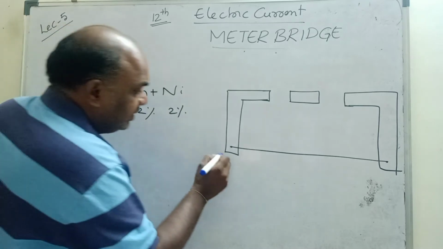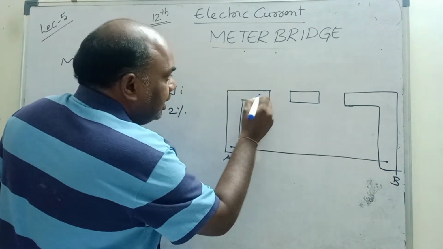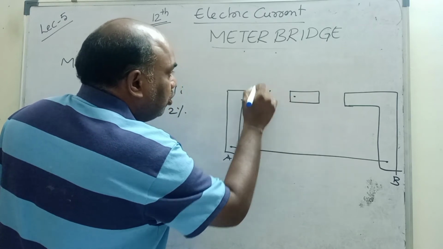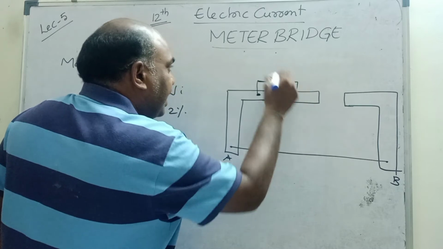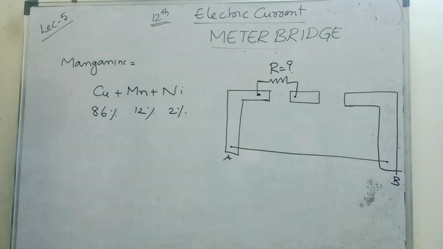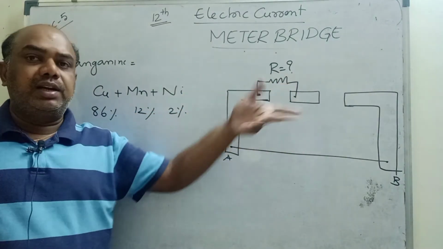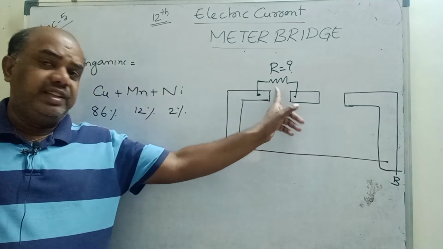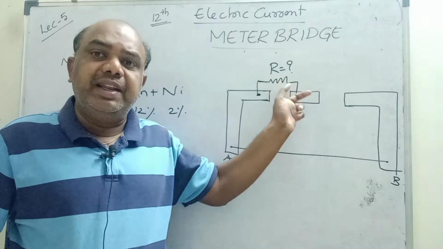Now let this terminal be A and this terminal be B. Here, in these two terminals, I am going to attach one resistor. Now my intention is to find the resistance of this resistor, this material. Any metal you can connect here. This resistance I have to find. My aim is to find the resistance of this material.